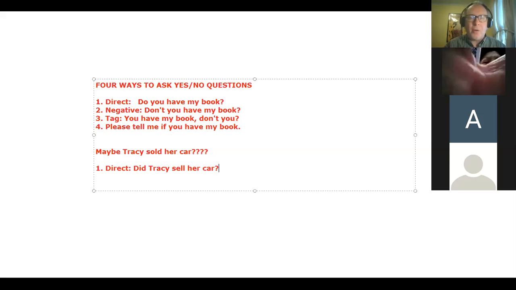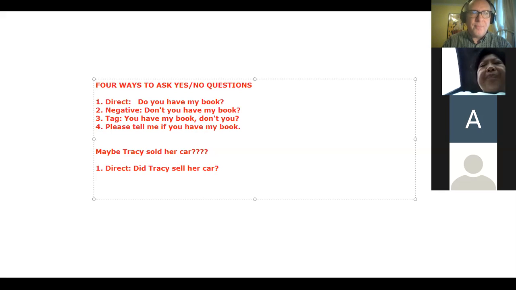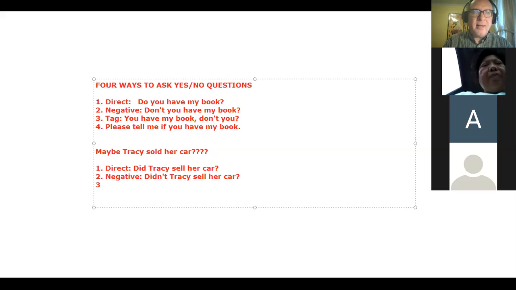Did Tracy sell her car? Okay. All right. Good. What about the negative? How do I make a negative of this same thing? Didn't Tracy sell her car? Still question marks, right? And number three, the tag. That's the one you were working on with Miss Aguirre. What do we say? Tracy sold her car, comma, didn't she? Tracy sold her car, didn't she?